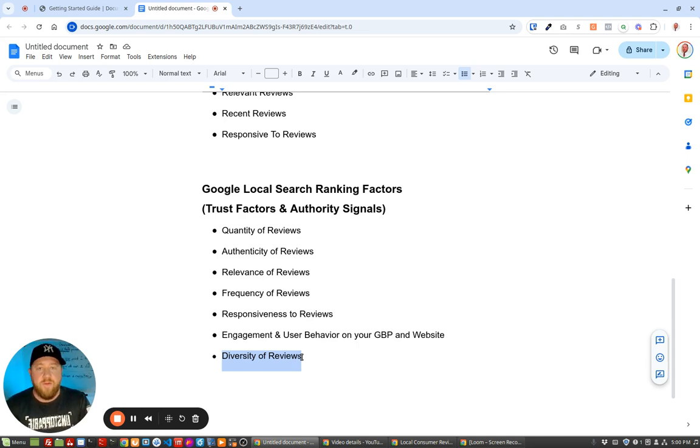But on the diversity of reviews, it's one thing to have the reviews on Google, but for the trust factor and the authority signals, if you start getting reviews in 5 or 6 different other places, and you've got those accounts set up so they perfectly match your Google business listing, that's going to give you way more trust and authority than your competitors that don't have that, right? And so that's a very big ranking factor for local businesses.